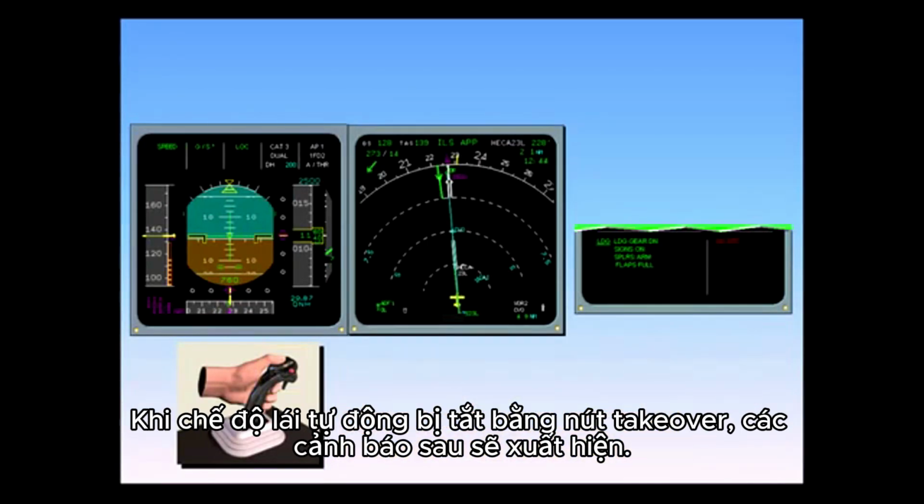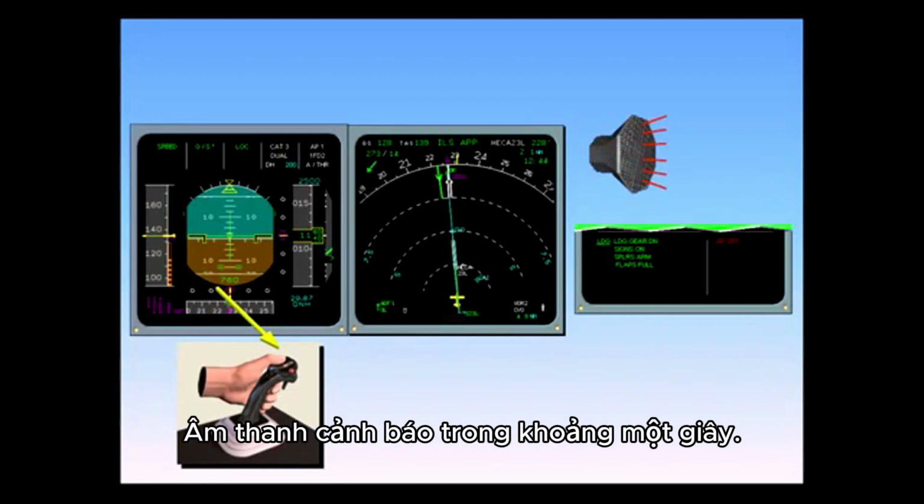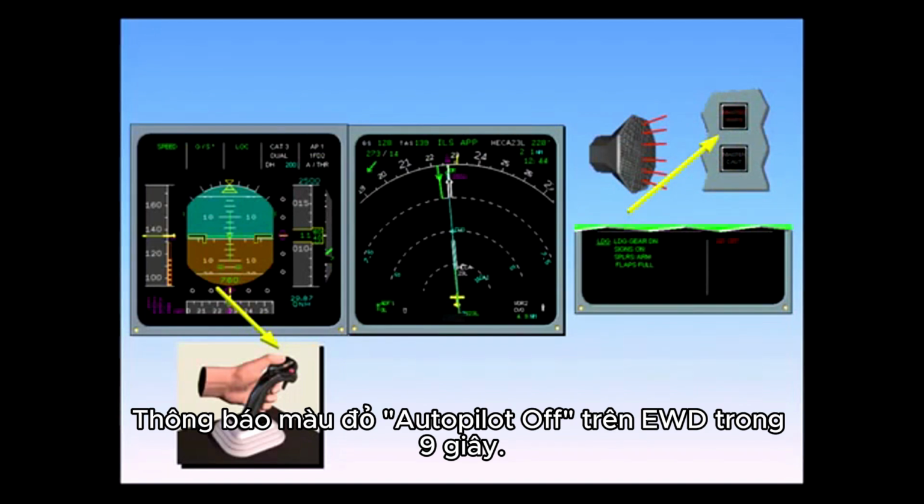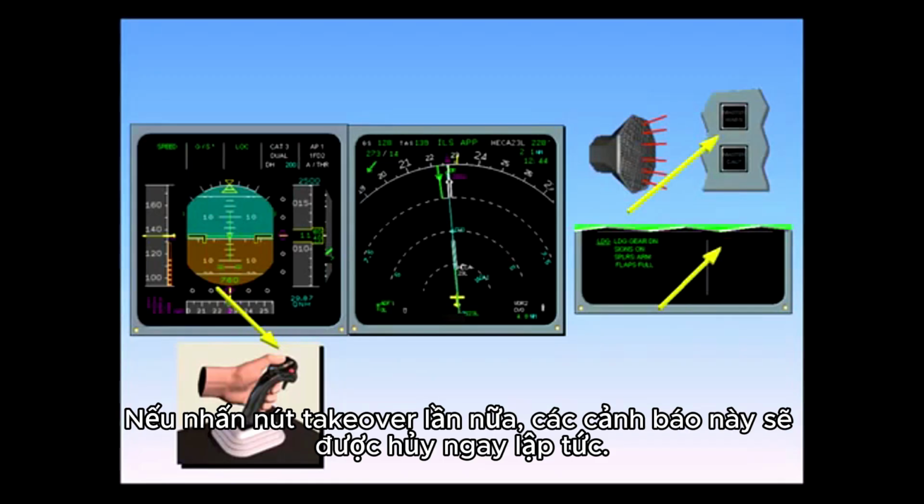When the autopilot is turned off using the takeover push button, the following warnings occur. A cavalry charge aural warning for about 1 second, the master warning flashing for 3 seconds, an autopilot off red message on the EWD for 9 seconds. If the takeover button is pushed again, these warnings will be cancelled immediately.